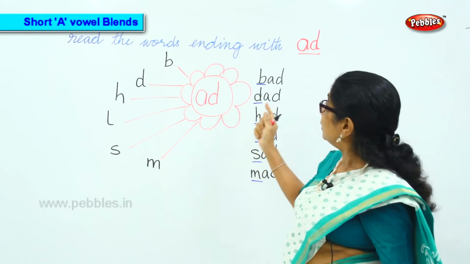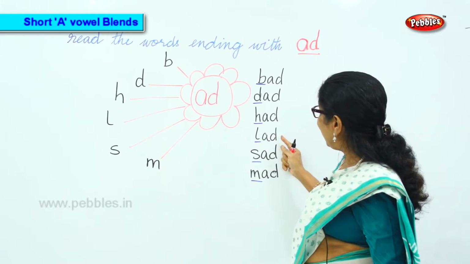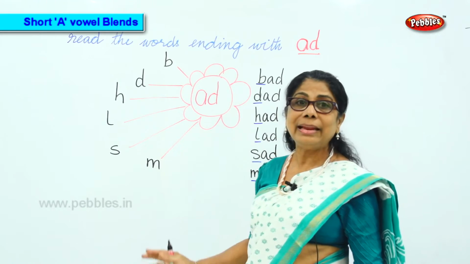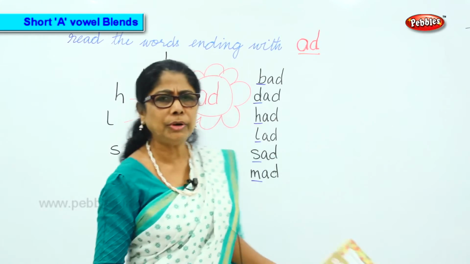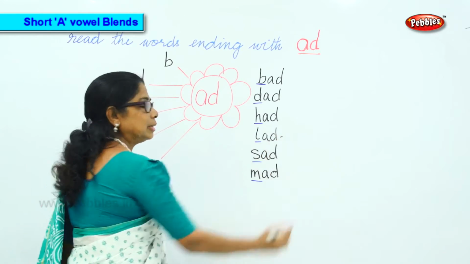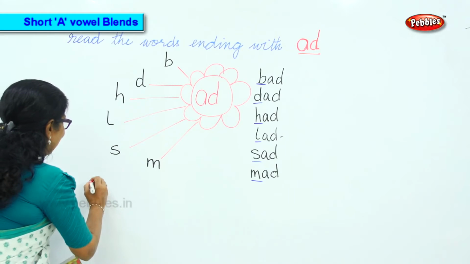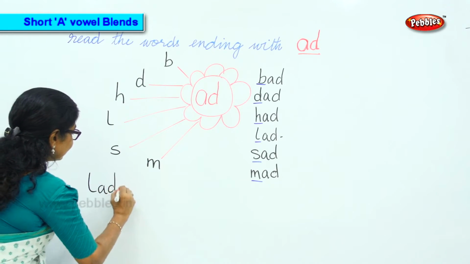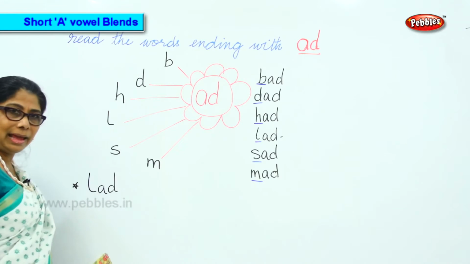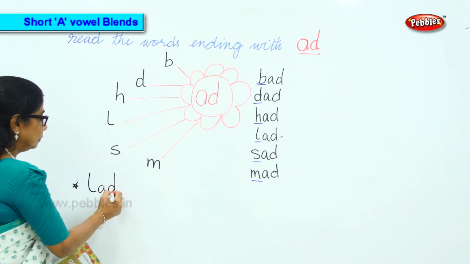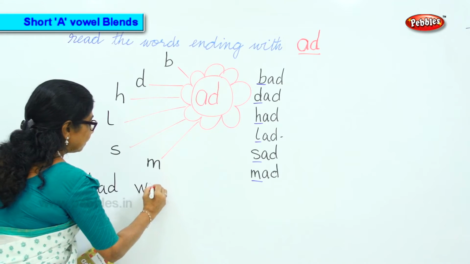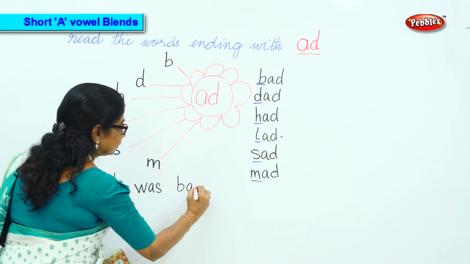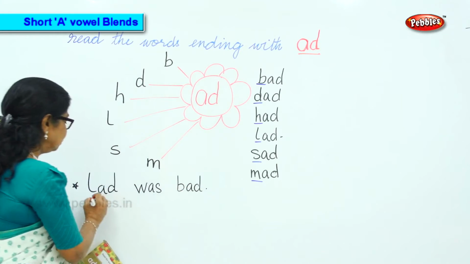Okay, now we have here lad. Lad is a boy. Now what has happened to the lad? It's a naughty boy. We want to say this lad means boy. Now, lad was bad. That this boy is bad.